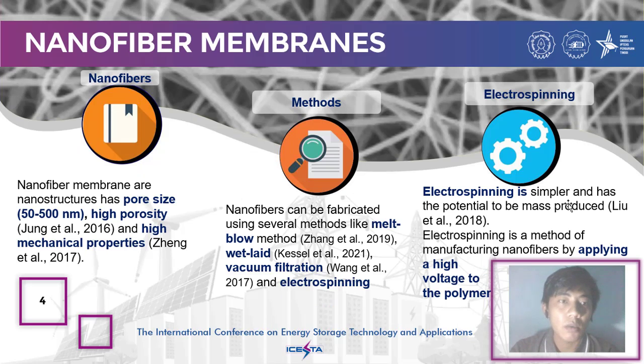Nanofiber membranes are nanostructures with a pore size of 50 to 500 nanometers, high porosity, and high mechanical properties. Nanofiber can be fabricated using several methods like the melt blown method, wet laid, vacuum filtration, and electrospinning. Electrospinning is simpler and has the potential to be mass-produced. Electrospinning is a method of manufacturing nanofiber membranes by applying a high voltage to the polymer.